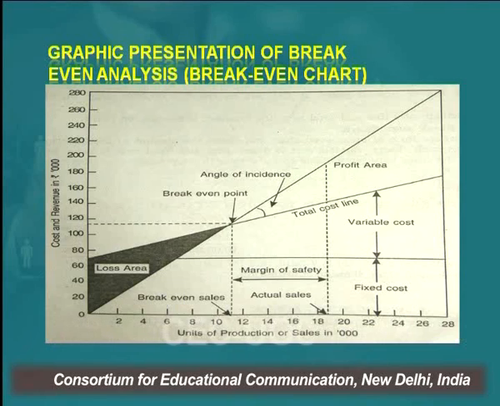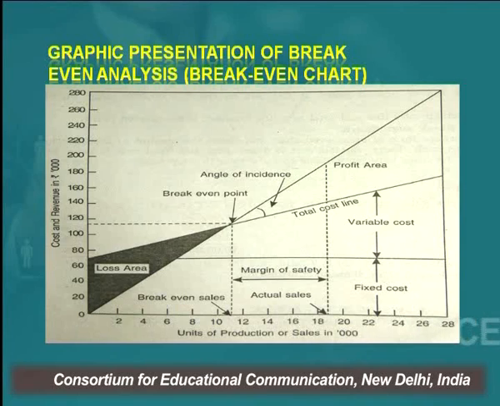And at 11,000 units, you can see in this graph that the sales line and the total cost line intersect each other. As you are aware, the break-even point is that point where the firm makes no profit, no loss. What does it mean? It means the firm's revenues are equivalent to its costs. So at 11,000 units, a sales of 1,10,000 rupees, your costs are equal to your revenue. This is called the break-even point.